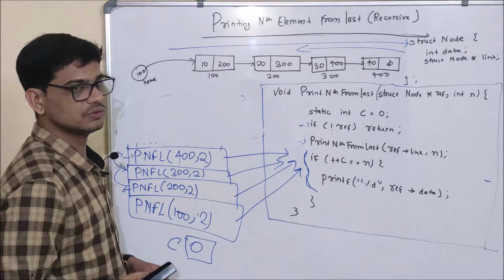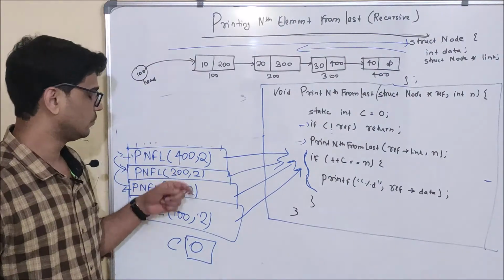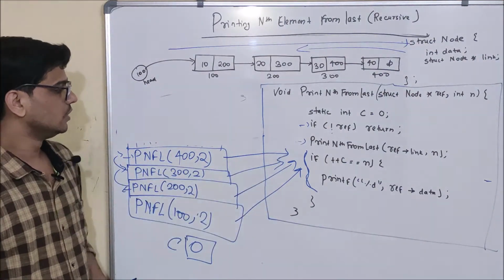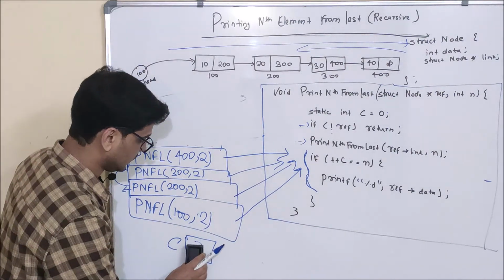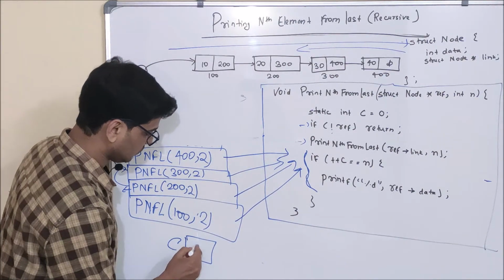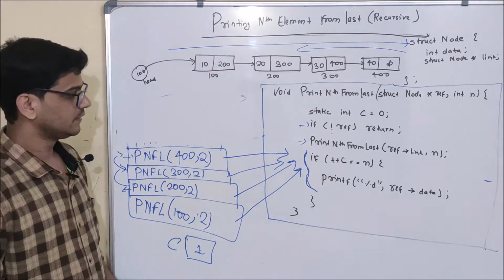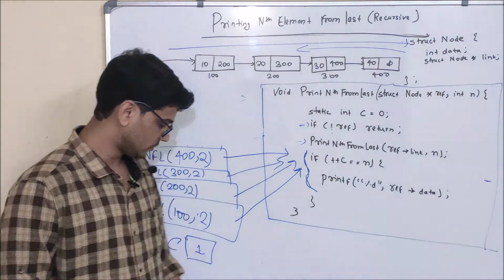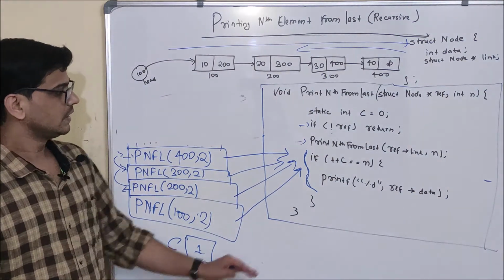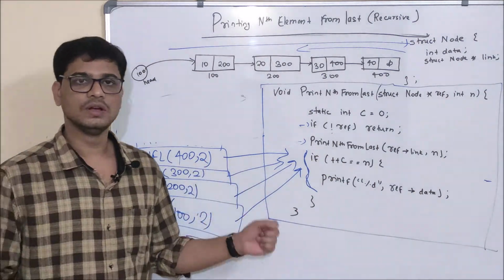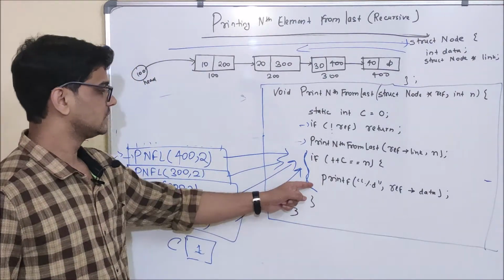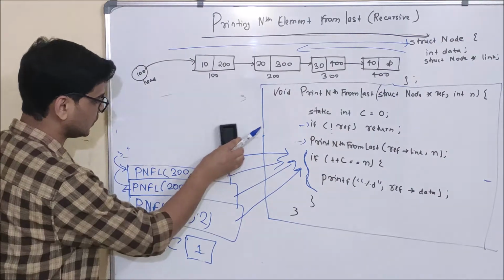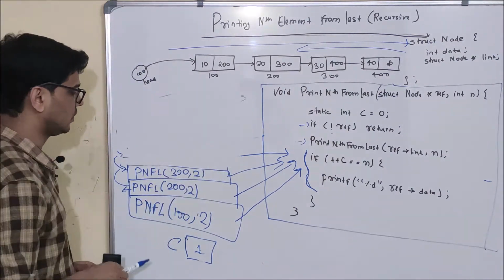Now control will come back to this particular function, that is PNLF 400, 2. And what is going to happen? These two lines will execute. So first of all, it will increase C. It will make C 1, and then it will compare if plus plus C is equal to N. As you can see here, plus plus C is 1 and N is equal to 2. So not equal. So this line will not execute, and this particular function will go from the function call step.